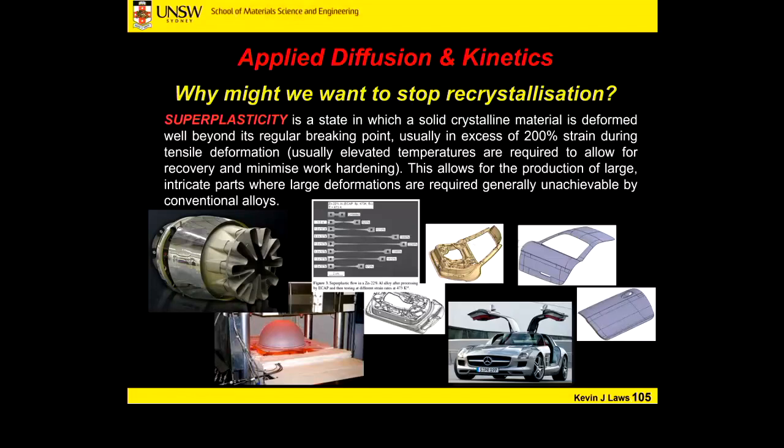So there's a quick slide here about superplasticity, and the things that get made using superplastic forming. Superplasticity is a state in which a solid crystalline material is deformed well beyond its regular breaking point, usually in excess of 200%. So we saw a tensile test sample there of magnesium, 20%. That's very good for magnesium alloy. 40% is exceptional for an aluminium alloy. But under the right conditions, the right grain size and the right temperature combinations, we can get elongations of up to 200% in these materials.